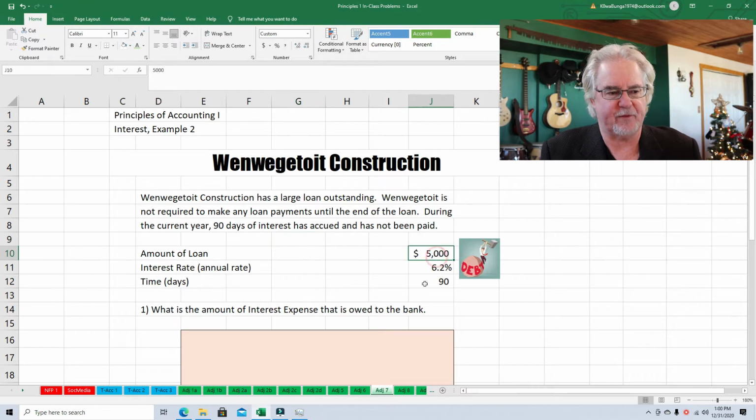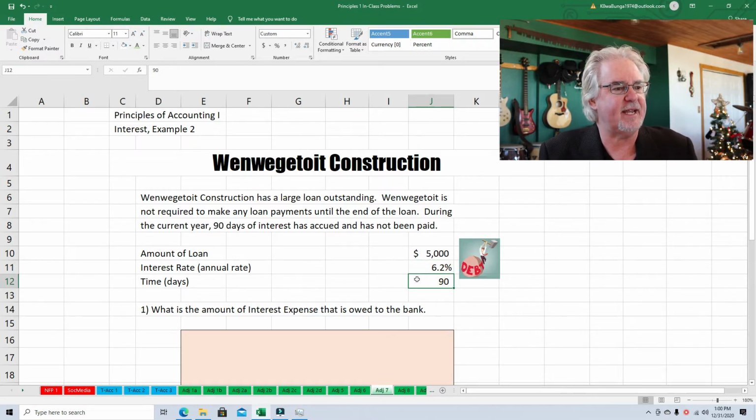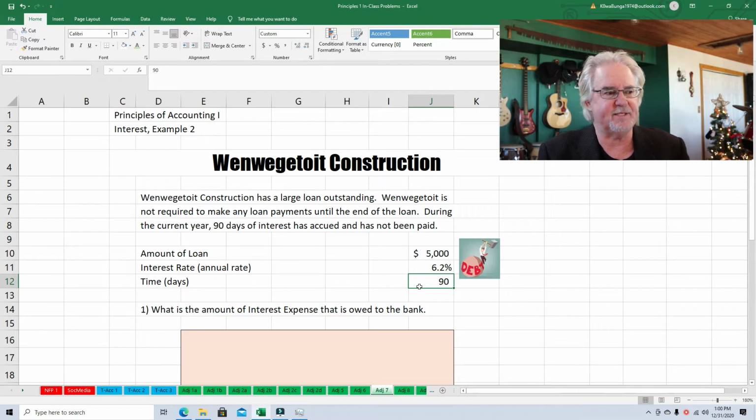So what we have going, when we get to construction, they have a loan out. They've got a loan for $5,000 and an annual interest rate of 6.2%. And the time, we've got 90 days of interest that has accrued. All right, so interest has been building up and it's been accruing, and we've got to figure out how much interest has accrued? Well, the trick is, since this is based on days, you have to ask yourself how many days are there in a year. There are 365 days a year, and so all we're going to do is take 90 days, divide it by 365 days, and that'll get our time on an annualized basis.